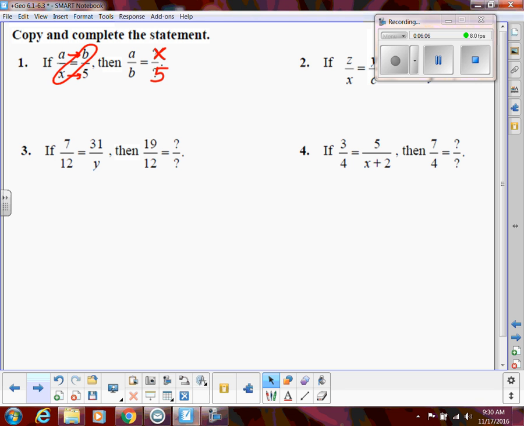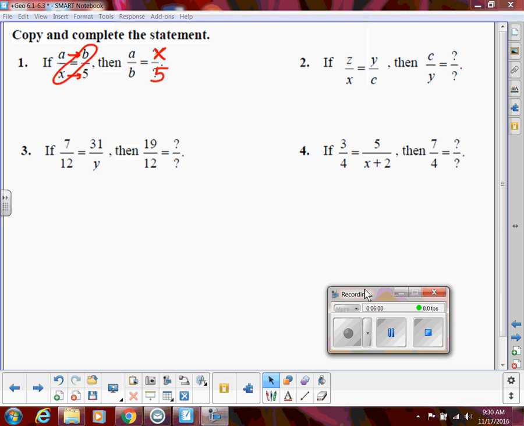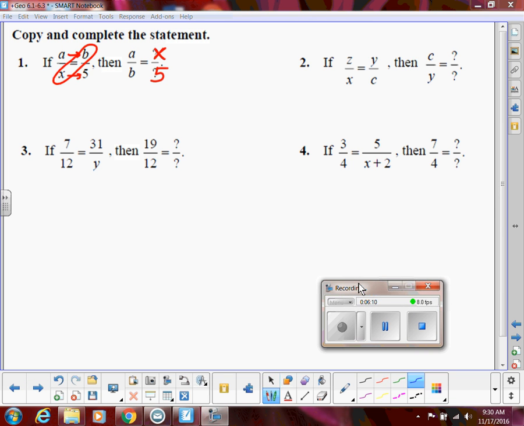Next one, number 2. I originally have z over x equals y over c. So what happened over here? I have c over y. So what they did is they flipped those fractions around. They did the reciprocal. So the reciprocal of c over y should be the reciprocal of that x and z. So I should put x on top as well and z on the bottom. Okay, so that's the reciprocal property.